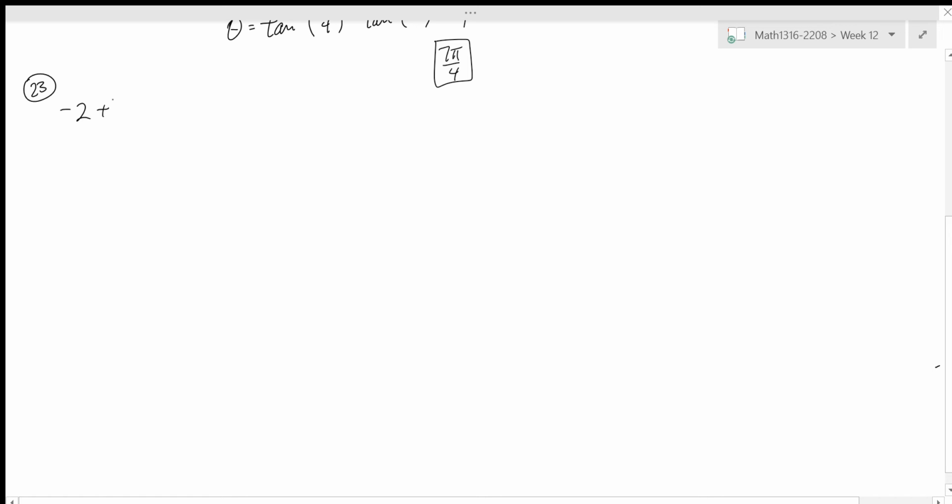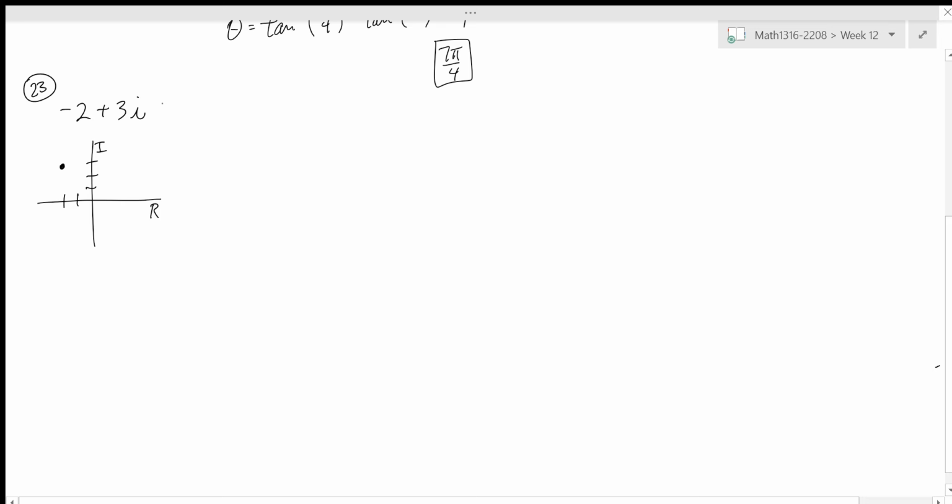Negative 2 plus 3i. And do y'all see that that is in rectangular form, a plus bi form? And so the first thing we want to do is plot that in the complex plane. So which direction does the negative 2 go? Left. And the positive 3? Up. That's tough stuff, isn't it? Well, it works just like an x and a y. Except remember this is real and imaginary.